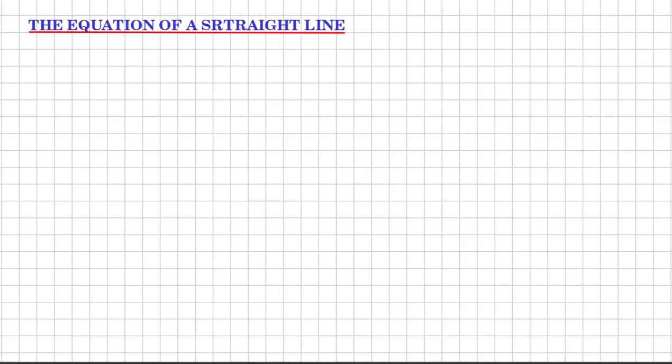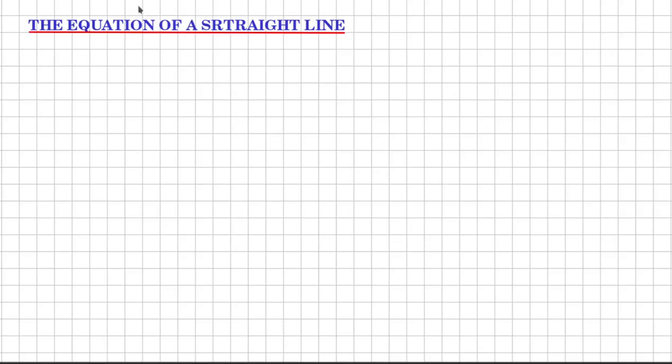The equation of a straight line. Welcome to episode 2 of our coordinate geometry series. In this video, we are going to calculate the equation of a straight line, either given 2 points or the gradient and a point. Let's jump straight into it. What is the straight line?